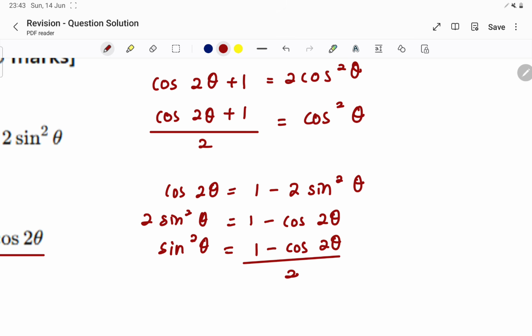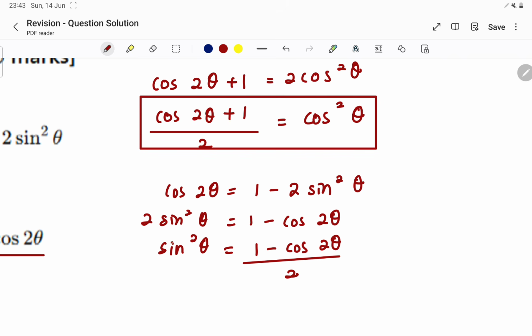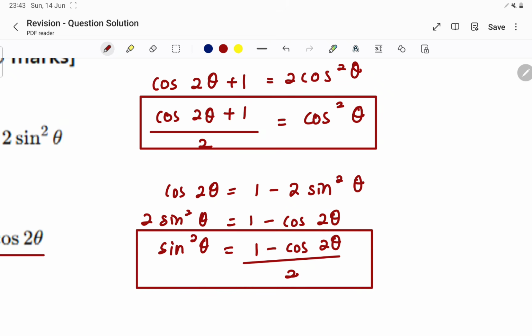So from here you have these two equations. Oh, very ugly. Yeah, this one and this one right now.